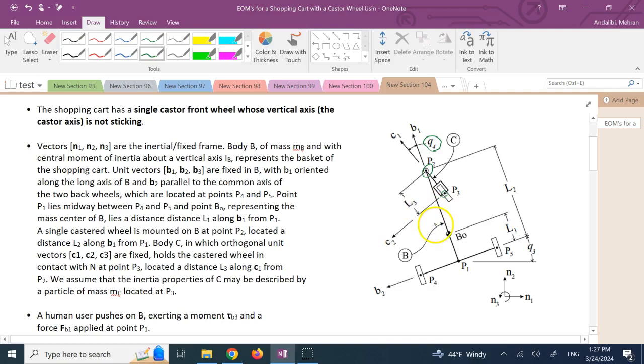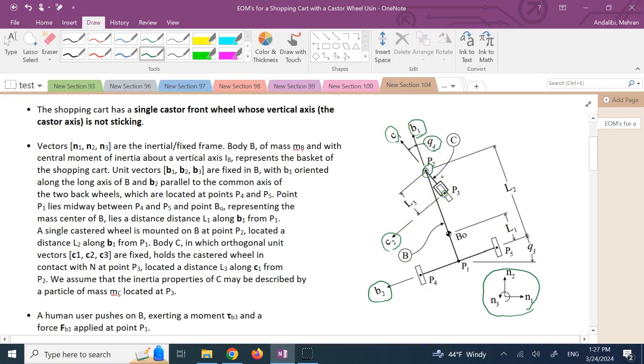The frames we have are the N frame, which is the inertial frame, fixed. Then we have the B frame, which is attached to body B. You can see B1 is in the longitudinal direction, B2 is the transverse direction, and B3 is out of the plane, the same as N3. Then we have the C frame, where C1 is along this member C, C2 is perpendicular to that, and C3 is just like B3 and N3, out of the plane.